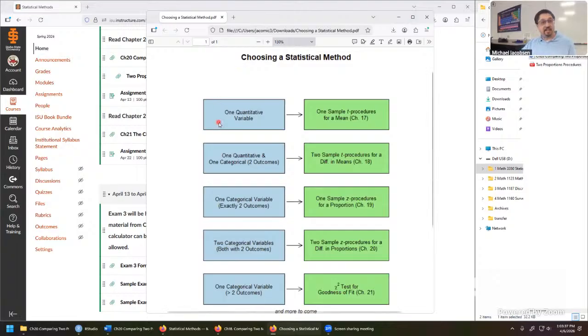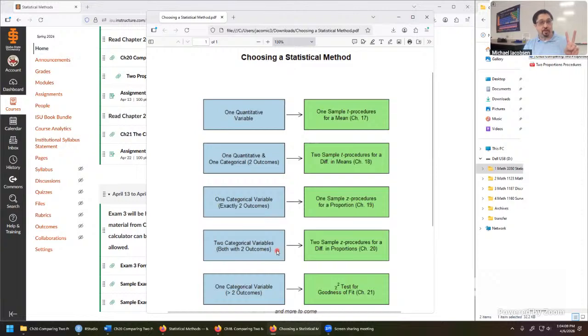If we have 1 quantitative variable, we use the chapter 17 methods. If there's 1 quantitative variable along with a categorical variable with 2 outcomes, that means we're looking into the difference of population means. And that's what puts us into chapter 18, the first question on exam 3. If there's exactly 1 categorical variable with only 2 outcomes denoted successes and failures, then that's the chapter 19 problems that we finished off, assignment number 9 essentially. And now here's where we are currently.